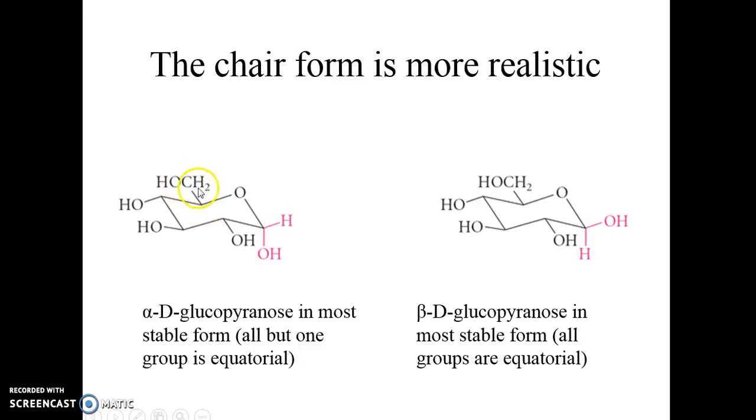So the hydroxymethyl group is up back there. So this is down, up, down, down, up, down. This is alpha, that's beta. It's just the same thing as the Haworth projection, except you're actually seeing how it really exists.